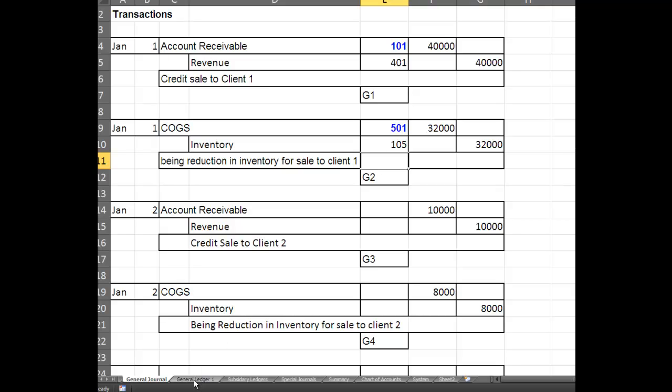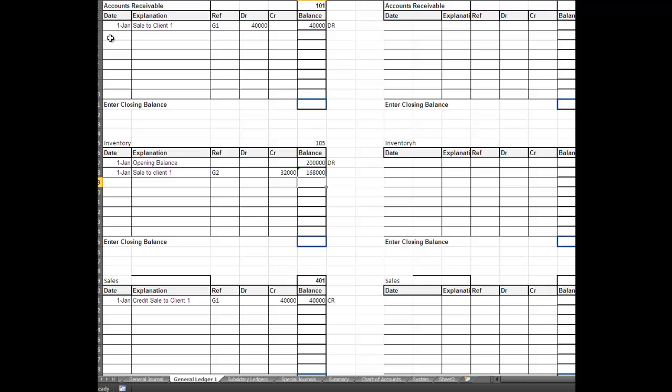Alright, let's do the next entry. So account receivable revenue of $10,000 to client 2. So 2nd of January, sale to client 2.